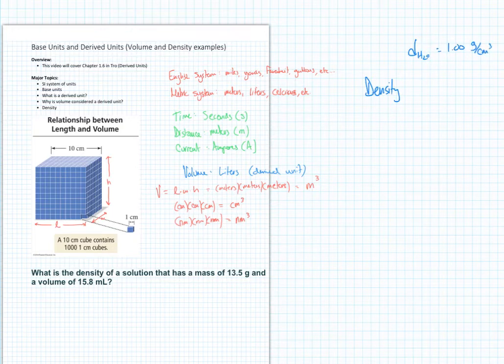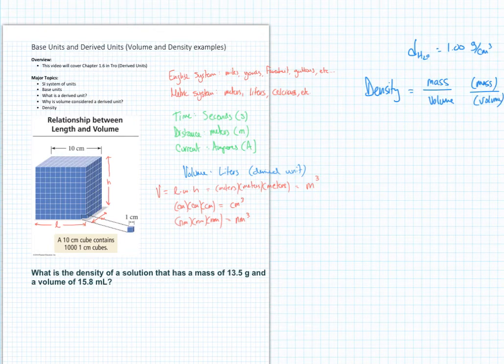So if you see a piece of wood floating on top of water, you know that the density must be less than 1.00 grams per centimeter cubed. If you throw something like a piece of metal in the water and it sinks down to the bottom, you know that the density must be higher than 1.00 grams per centimeter cubed. So density is also a derived unit, and it is the mass over the volume. So the units on this would obviously be a mass unit of some sort divided by a volume unit.